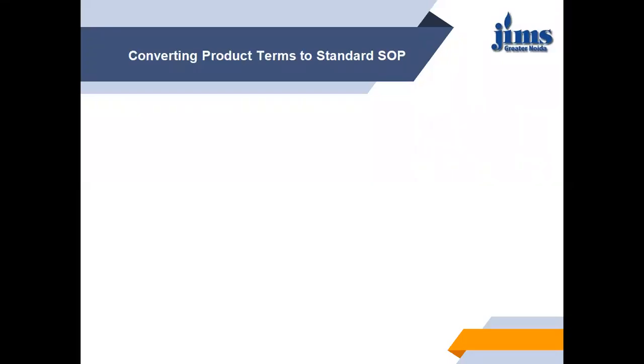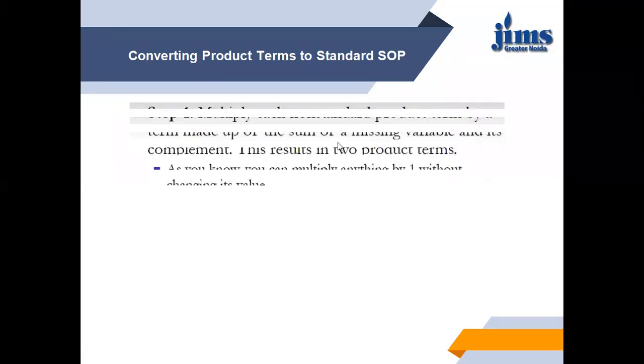Now, suppose we are given a general sum of product, and we have to convert it into standard SOP. This will be the very first step when we are going to simplify the Boolean function with the help of K-map. So every time we have to convert it into standard SOP. So let us discuss what is the process to convert into the standard SOP.